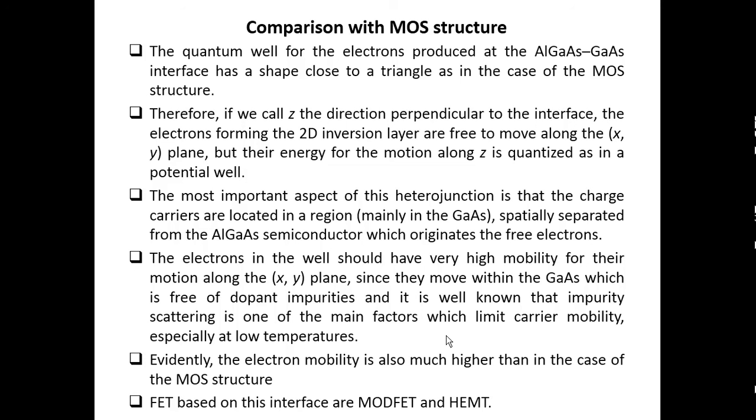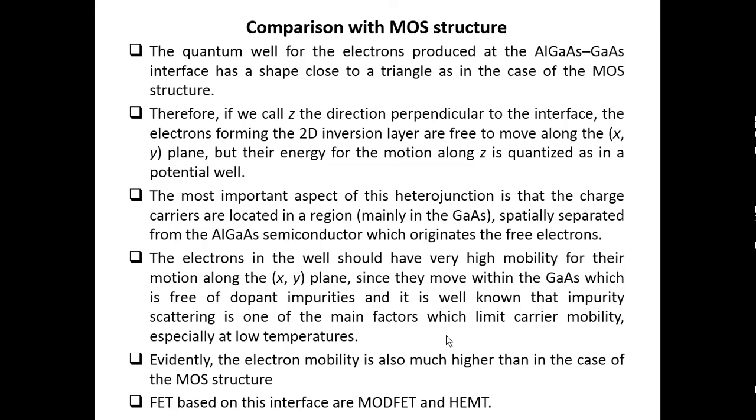Therefore, if we call Z the direction perpendicular to the interface of the heterojunction formed, the electrons forming the 2D inversion layer are free to move along the xy plane. We have told this several times, isn't it? In the Z direction we have the confinement, so the electrons are free to move on the xy plane. So 2D inversion layers can be formed at the interface, isn't it?